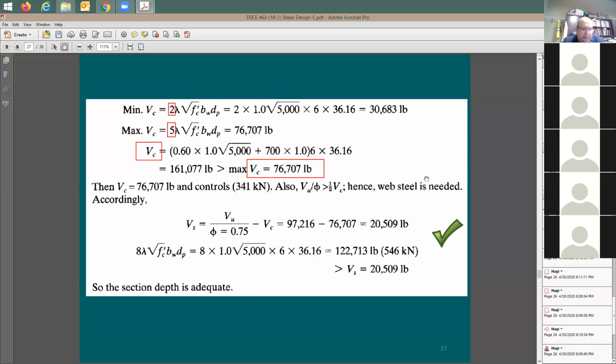Any questions about the difference now between shear design for pre-stressed versus conventional? No questions? You're good? Now with that, I'm done with this slide set.